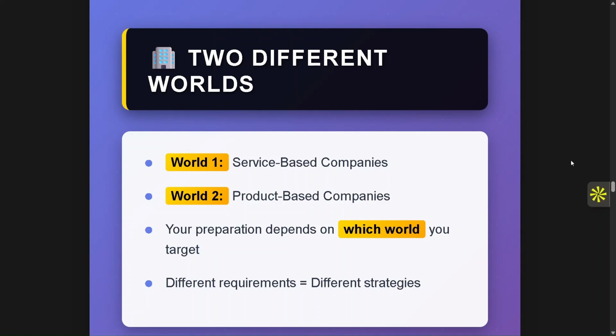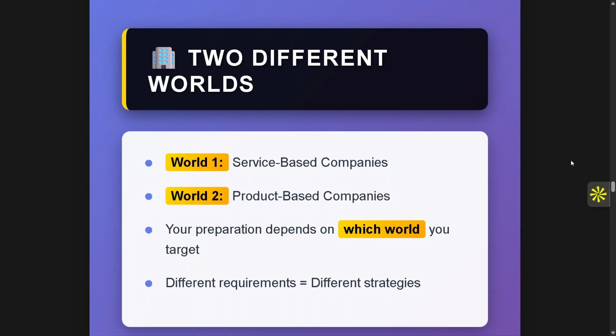For service-based companies, the DSA requirements are relatively limited. They primarily focus on arrays, strings, linked lists, basic operations. That's it. They usually do not go beyond these topics. A solid understanding of these three areas with around 100 to 150 well-solved problems can get you through most service-based interviews.